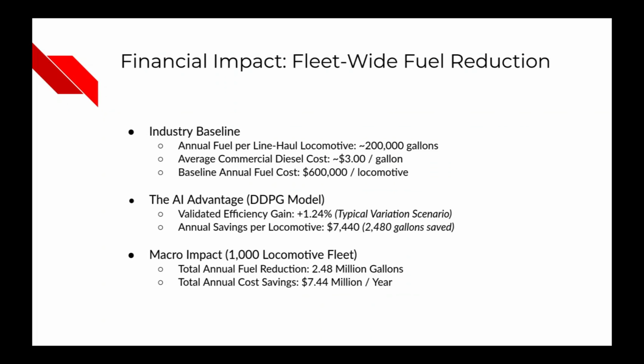What is the real world impact of implementing an AI model into a locomotive? So, given a baseline of around 200,000 gallons that a locomotive would use per year, and at $3 per gallon, that's around $600,000 per locomotive per year. If you saved 1.24% of that per locomotive, that's an annual $7,444 saved per year. And with a fleet of 1,000 locomotives, it could save a company almost $7.5 million.